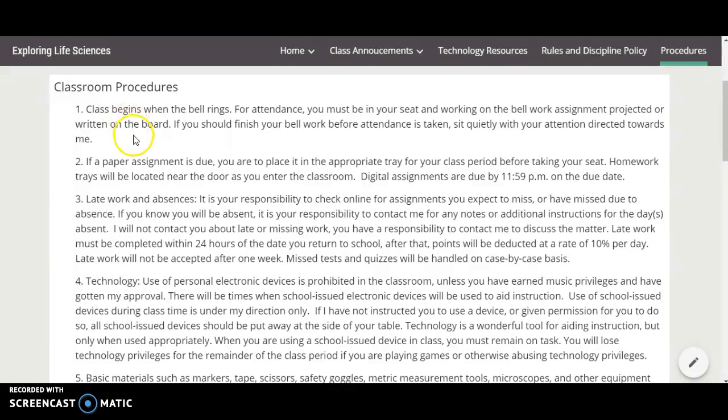Procedure number 1, class begins when the bell rings. For attendance, you must be in your seat and working on the bell work assignment that will be projected on the board, and if you should finish your bell work before attendance is taken, sit quietly with your attention directed towards me.